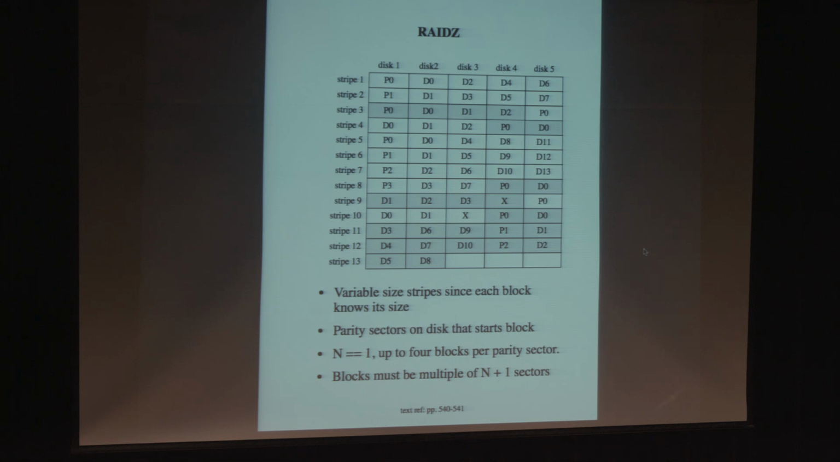Then if we have 1 parity block, in this particular case with 5 drives, we can have up to 4 blocks per parity sector. And the X's are the multiple of the number of parity blocks plus 1.